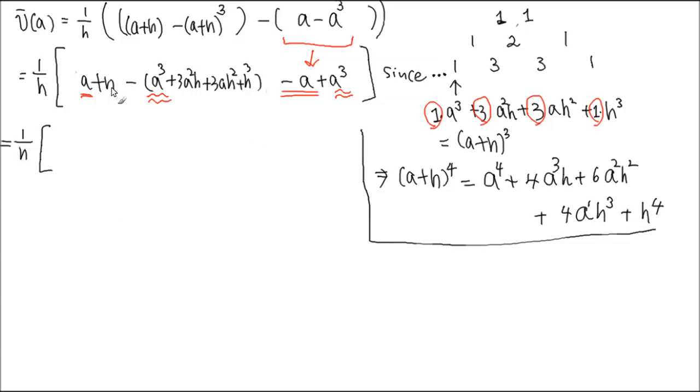So we focus on, all right, let's do the next part. So h stays there, and negative a cubed is gone, right? But negative 3a squared h stays, correct? And negative 3ah squared stays, and negative h cubed stays. Is that correct? So these are the four terms that stay. All right. Everything has h in there, right?